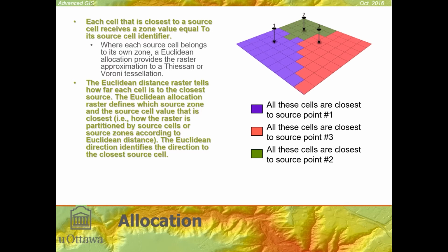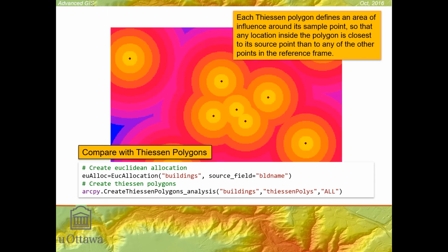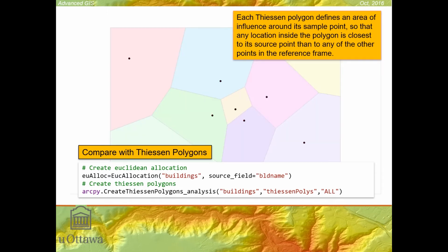And so a Euclidean allocation surface divides the space up into zones of influence, for example, or source zones, so that within each Euclidean distance value, we can find on the Euclidean allocation surface for the same cell location to which source that distance belonged. These are similar to what we call Thiessen polygons in vector space. So here, for example, is a Euclidean distance surface. This is a Thiessen tessellation of space around each point.